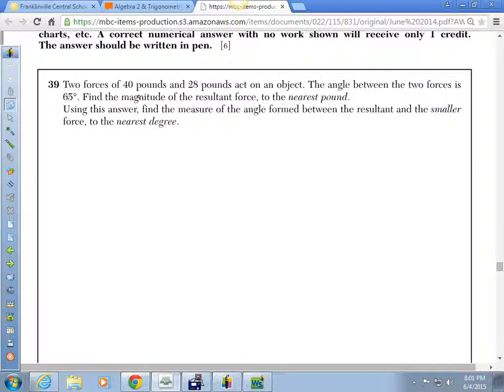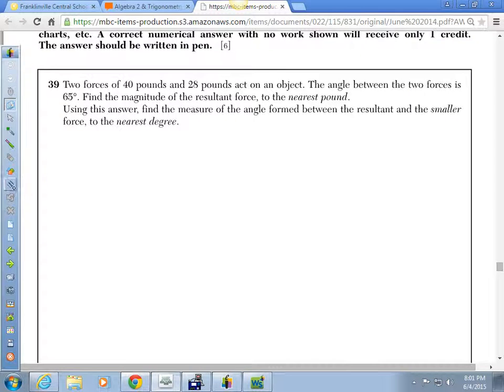We have 2 forces of 40 pounds and 28 pounds acting upon an object. Okay, a car goes into the ditch. 1 tow truck's not enough to get it out. So we have to have 2 tow trucks hook up to this car. One's pulling kind of in this direction, the other's kind of pulling in this direction. That's what we have. The 2 tow trucks represent the 2 forces pulling this object out of a ditch.